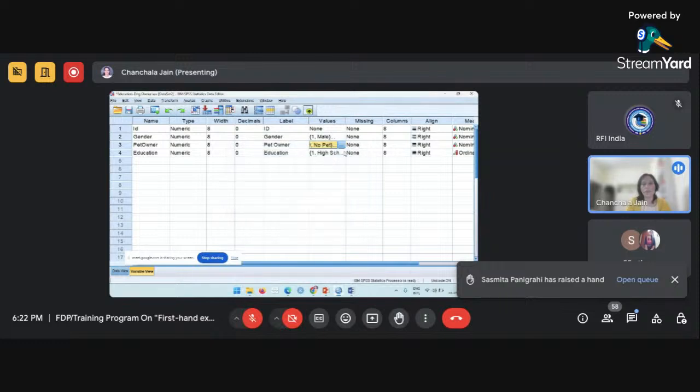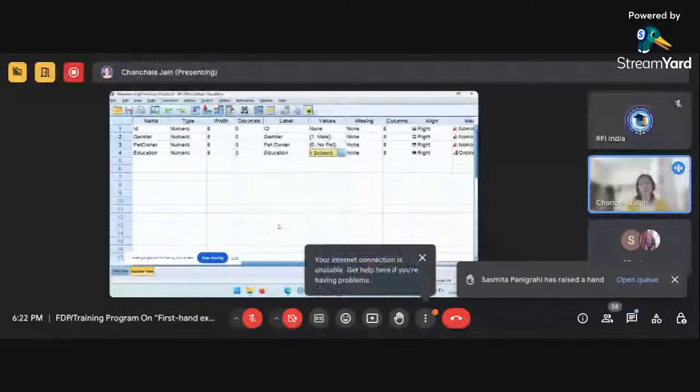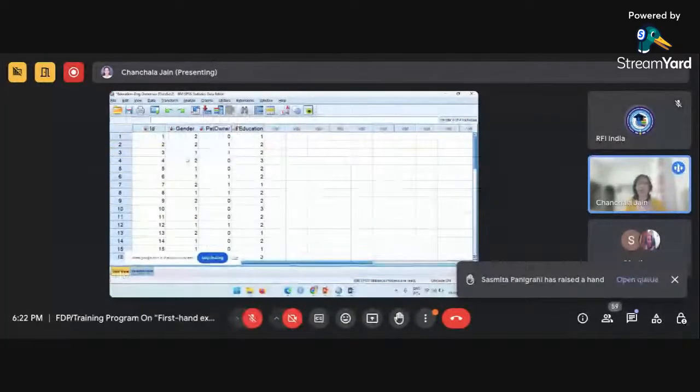Then education is 1, 2, and 3, 1 for high school, and so on up to postgraduate. As I am taking only the first two, gender and pet ownership, can anyone help me formulate my hypothesis for gender and pet ownership if I want to perform the chi-square test of association? Any suggestions?